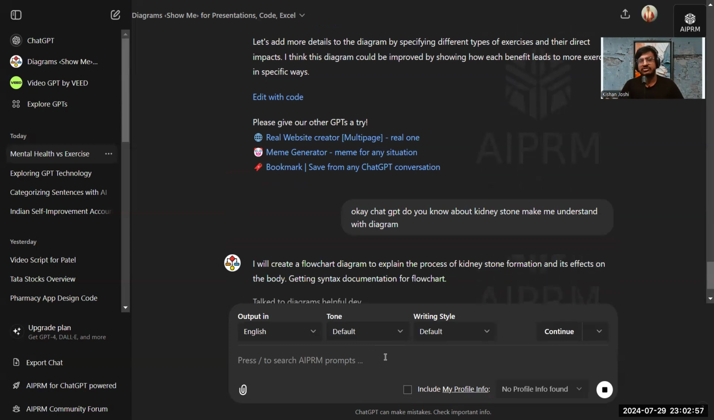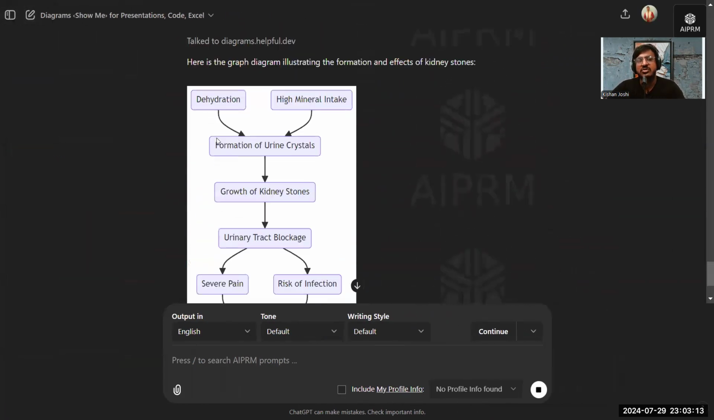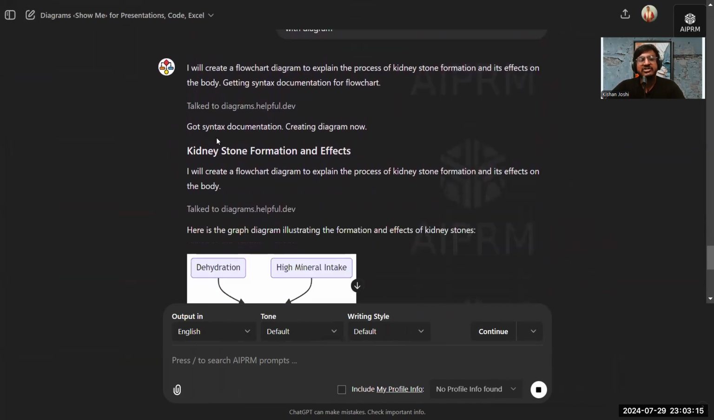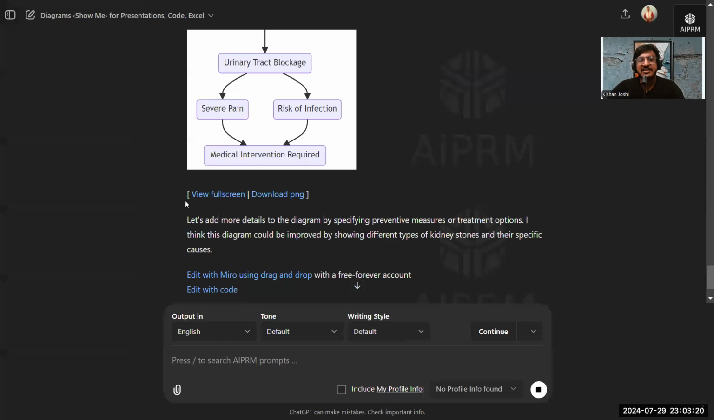I asked ChatGPT about the kidney stone and hopefully generate a diagram so I can understand how kidney stone operates, so it can be utilized in a certain manner for learning. I am trying to learn about the kidney stone. So it generated a kidney stone diagram. If you want to understand the entire cycle, let's see.